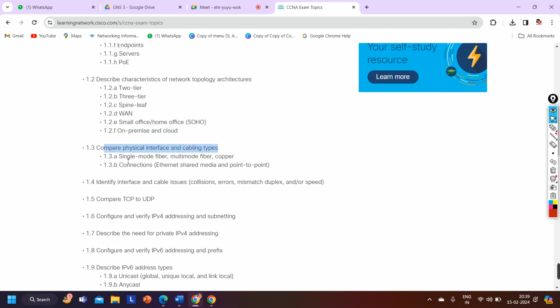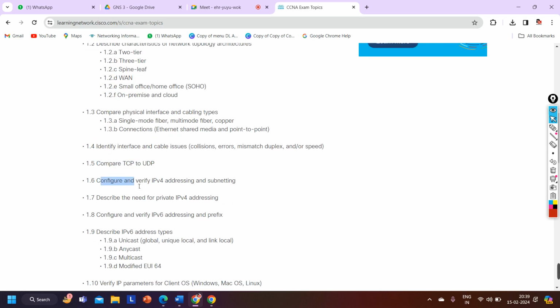So here you have to learn basic cloud as well in CCNA 200-301. Then guys, physical cabling like single-mode fiber, multi-mode fiber, and copper. Then connections like Ethernet shared media and point-to-point connection. Identify interface and cable issues. This is again part of troubleshooting. Cabling issues, like if there is a fault in the cable, what type of error you can get and how to troubleshoot it. Then in the OSI model, you will learn TCP and UDP protocols, and TCP and UDP are very important in CCNA.